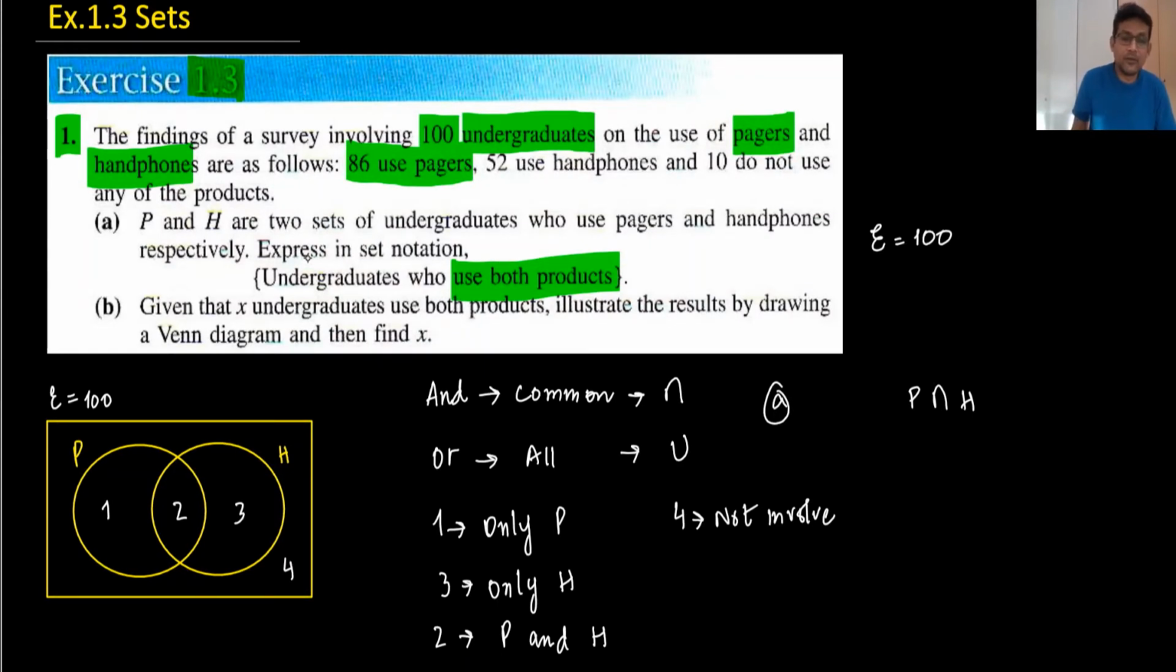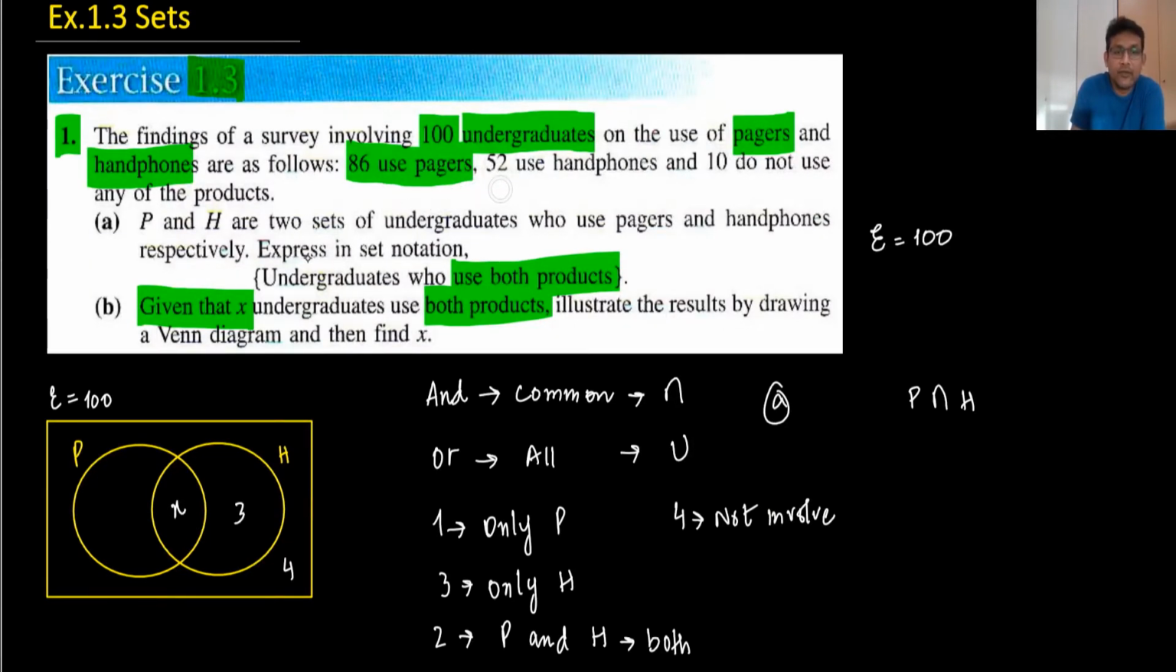Second, it is given that x is the number of undergraduates who use both the products. This is a very important part. Both means I am talking about this one, so I will write x here. We have to be careful here. x is here because they use both products. We have to draw the Venn diagram to find x. What about this one?